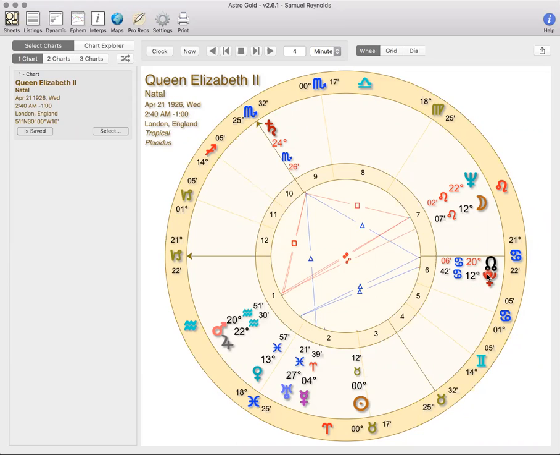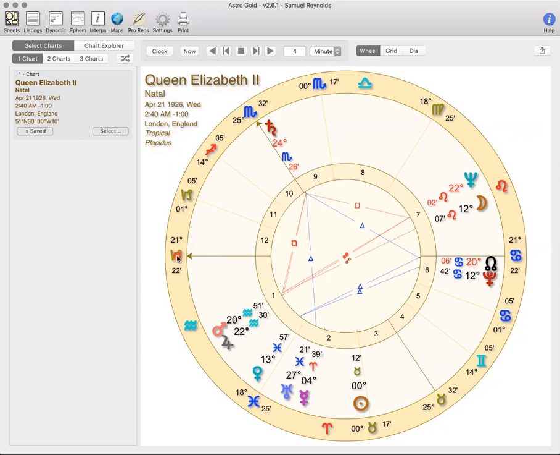I just want to recap something about houses before I talk about aspects. One key thing to be aware of: I was using the whole sign house system, which I mentioned is one of the oldest house systems. There's another house system that's comparable to it, which is the equal house system. But as I said, the most common one, which I restored here for Queen Elizabeth II, is Placidus.